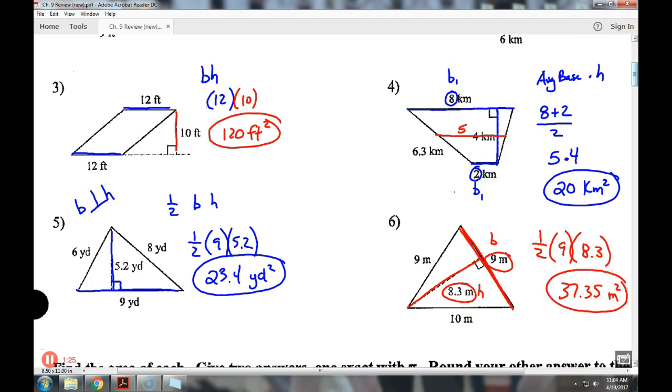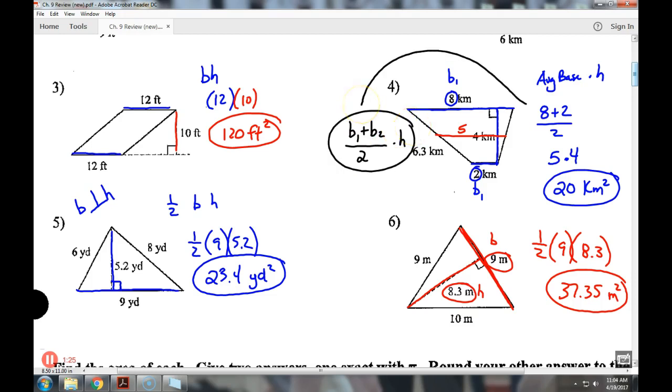Up above, I didn't really point this out, but I'm going to just say this now. For this trapezoid problem, the formula is actually base 1 plus base 2 chopped in half times the height. I kind of did that right here, but I didn't really write the formula down for it. So that's the area of a trapezoid.